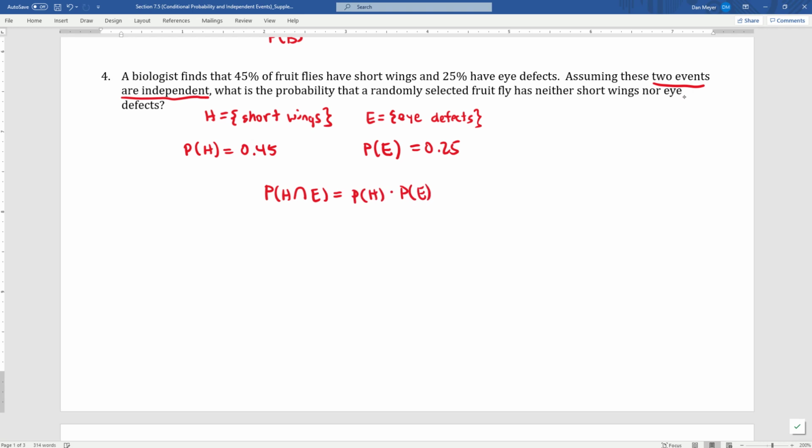All right, so let's see. What's the problem asking us for? The probability that a randomly selected fruit fly has neither short wings nor eye defects. So another way to say that is not short wings and not eye defects.